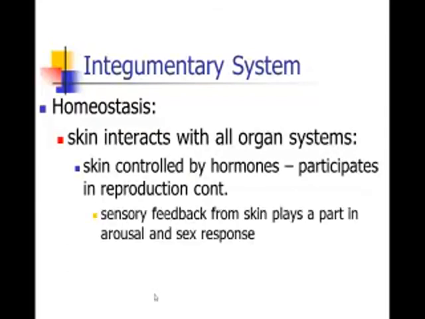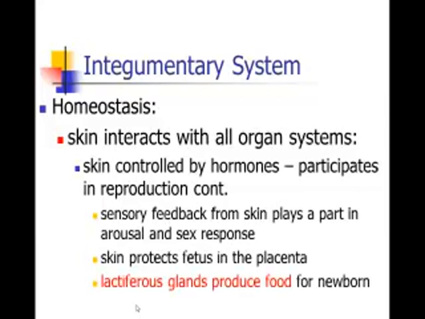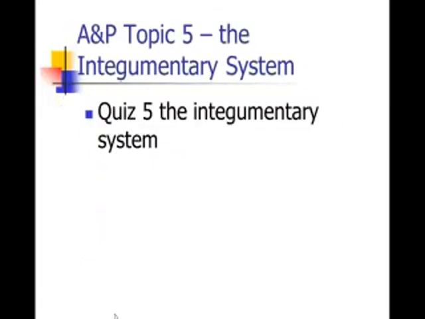And sensory feedback from the skin is going to be affecting sexual arousal and response. Also, skin protects the fetus and the placenta as it develops. Lactiferous glands, and again we'll probably talk about this more later in the course, but lactiferous glands and the mammary glands are stimulated by prolactin to produce milk for the newborn. That's kind of a big deal.